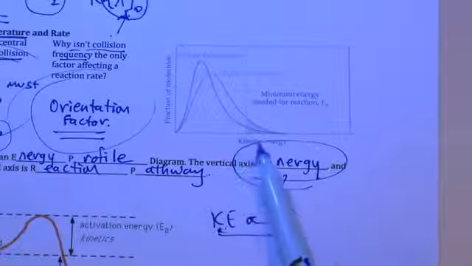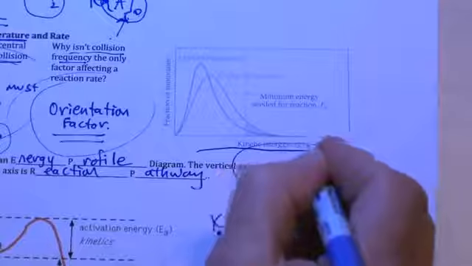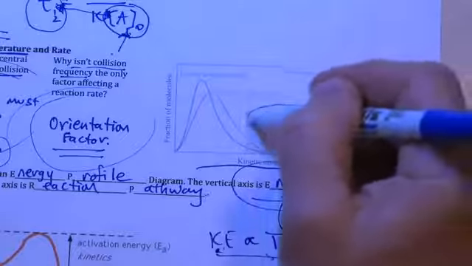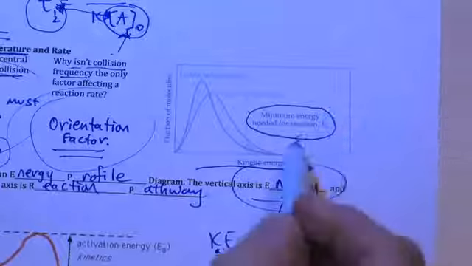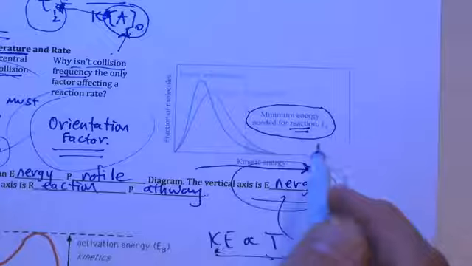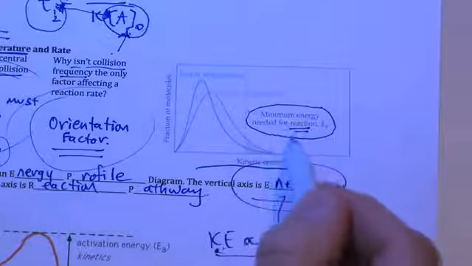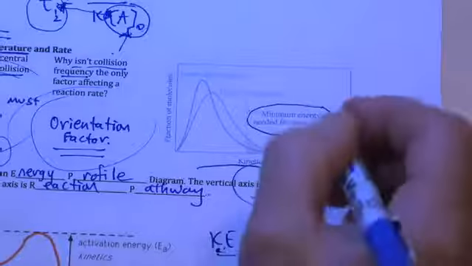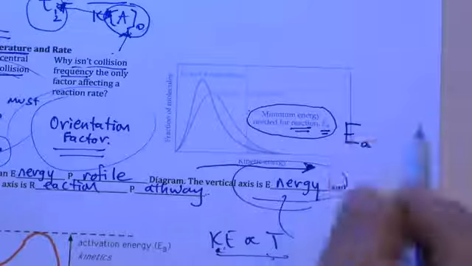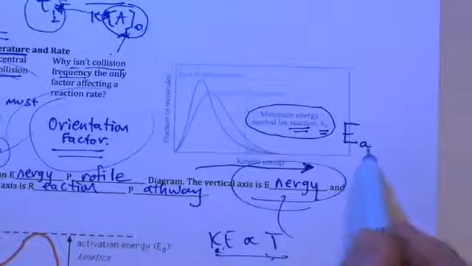If you look at this graph just for a second, though, you can see that as we increase the kinetic energy going to the right, we increase the fraction of molecules that obtain this minimum energy needed to reach the reactivity. This minimum energy needed to reach the reactivity is called the activation energy, symbolized by E sub A, where A stands for activation and E, of course, stands for energy.